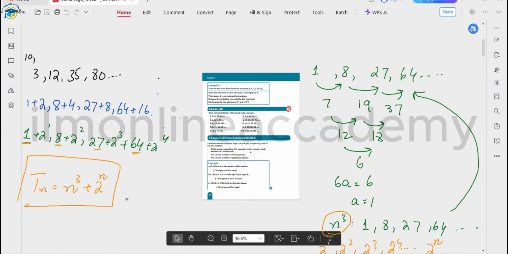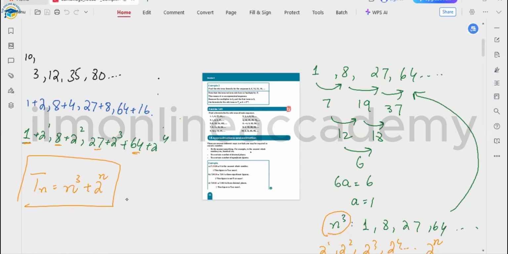So sometimes we need to combine the sequences, the cubic and the exponential one. This is one of the examples, and quite important as well. This is basically the last part of exercise 1.4D. Hope this exercise is clear to you all.